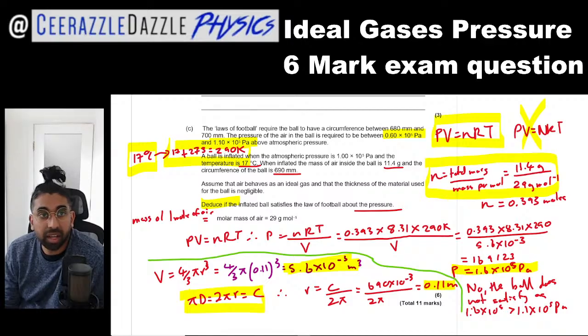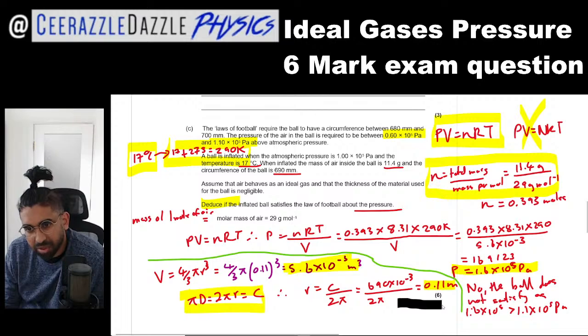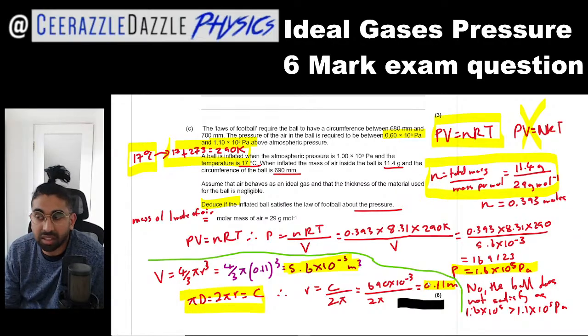So this is a 6 marker, and I know it says 11 marks at the bottom, but that was because there was 2 easy questions at the start. But I wanted to look at this calculation because it's in the calculations which loads of kids get stuck.